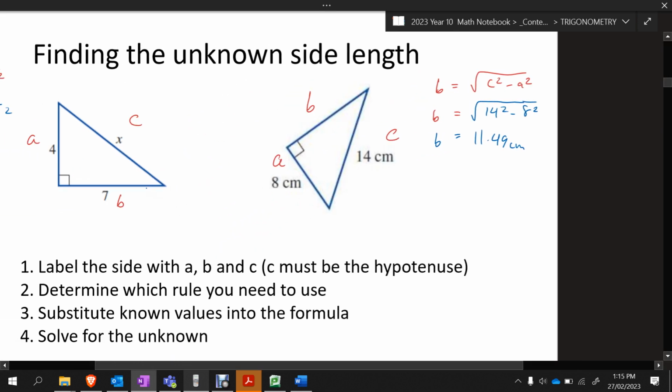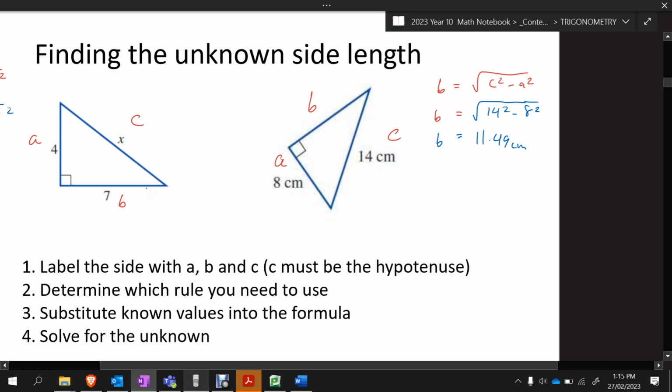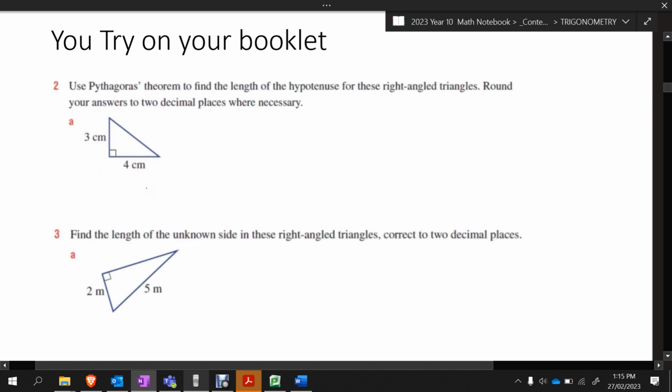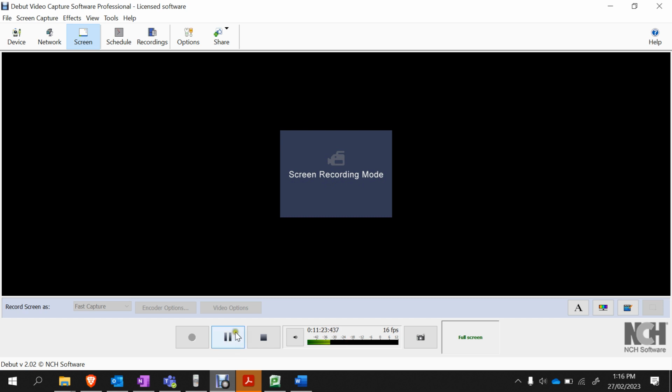So all it is, label your triangles, and then figure out which formula you're going to use. I'll put the formulas back up here, but I'd like you to try and do these two on your own. So try those two. It's in your booklet. Label the triangles first, and then figure out which formula you need.